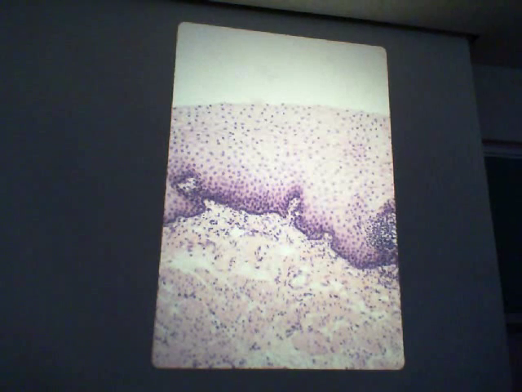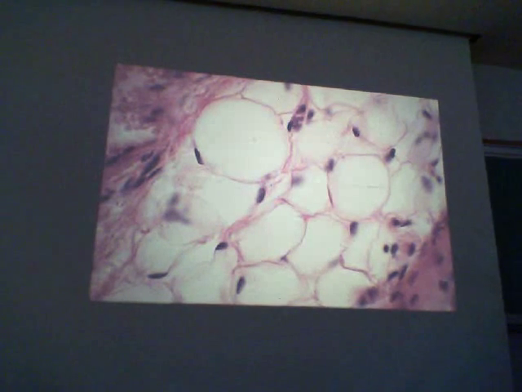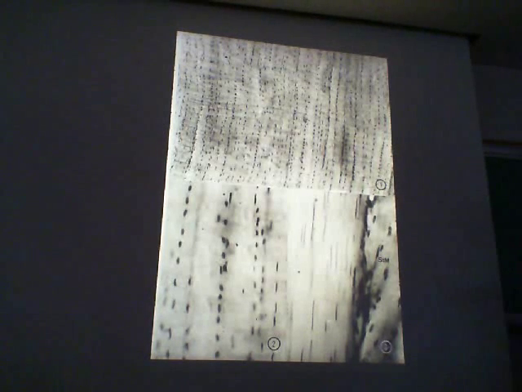Stratified squamous epithelium, non-keratinized. And this tissue, unilocular fat, unilocular adipose tissue, white fat. Yeah, all those answers would work. And how about this tissue right here, same as this one and this one? Dense regular connective tissue. Those nuclei belong to what cell?